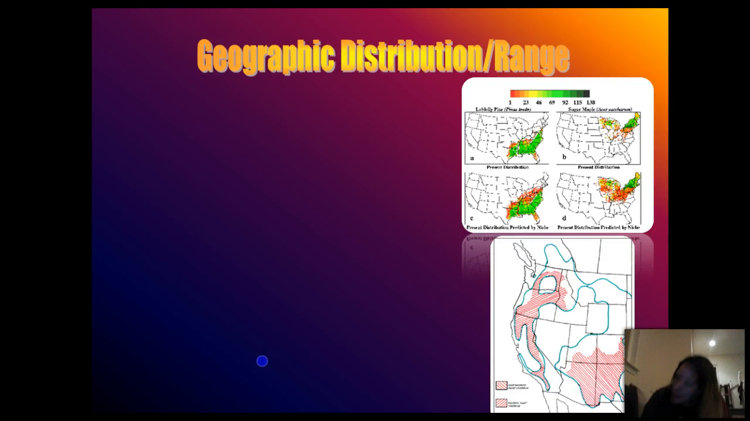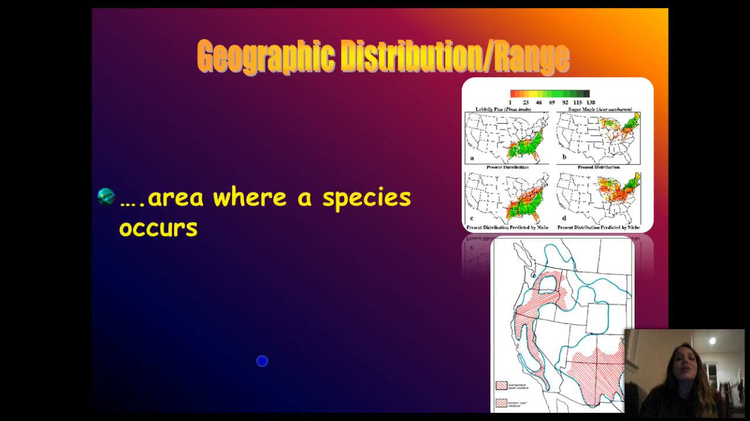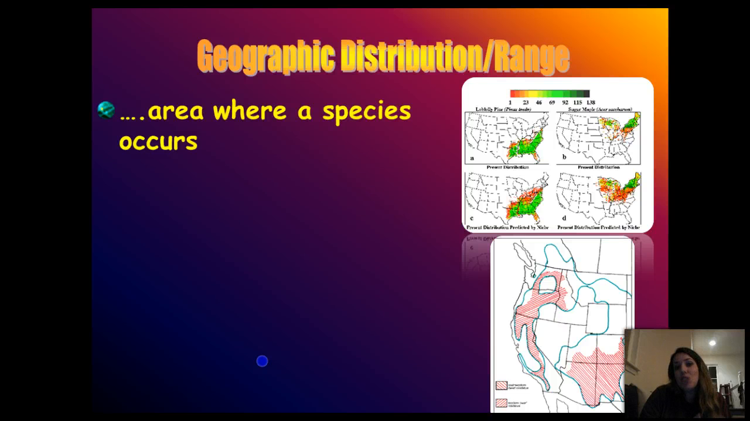So again, just to talk about some of these different things that a population ecologist might study, if they're interested in studying a species' geographic distribution or range, or that of a population, a species' range is the area where it occurs. So for example, we've got two species here, the loblolly pine and the sugar maple, two species of trees, and you can look at this map and say, okay, in general, the loblolly pine's range or geographic distribution is in the southeast United States.